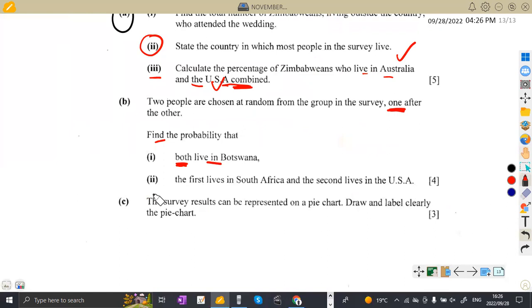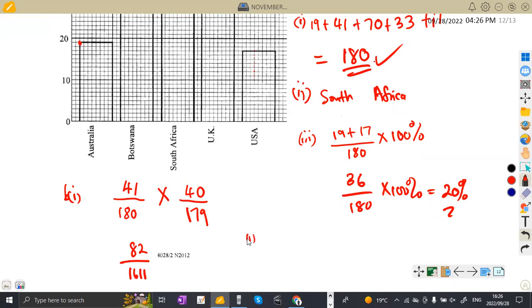Okay, then this one we are given that the first lives in South Africa and the second, take note guys, they are from different countries. The other one is in South Africa, the other one is in USA. Okay, so let us start here. This is item 2. All right, so the first one is South Africa. Remember South Africa, they are 70. So it's going to be 70. That is the first one out of 180.